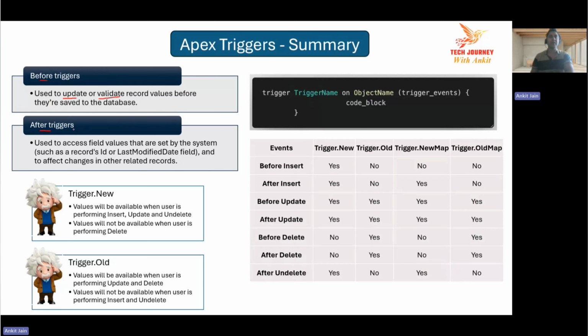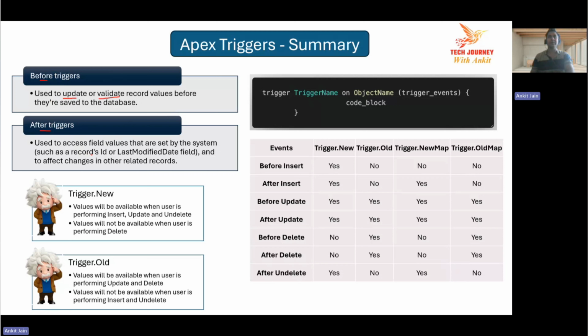Go for the after trigger whenever you have to perform integrations with an external system, whenever you want to perform operations on related records, or whenever you need system-generated fields like the record ID or the last modified date.